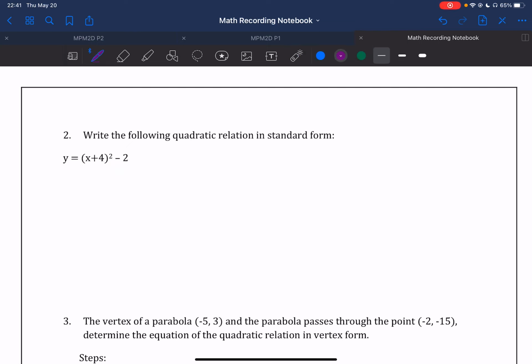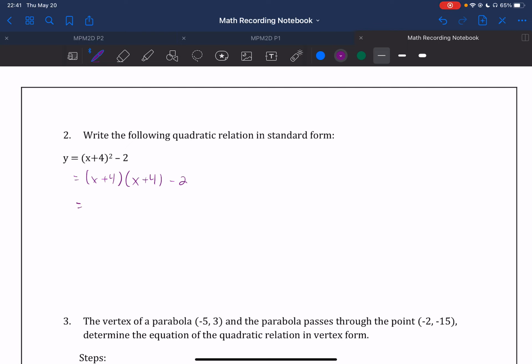Now, one of the things that I want you guys to really remember is that you don't directly bring the square root straight into the brackets. What this really looks like is (x plus 4) times (x plus 4) minus 2. From here, we do FOIL. It's really important that you guys remember these steps properly for future reference.